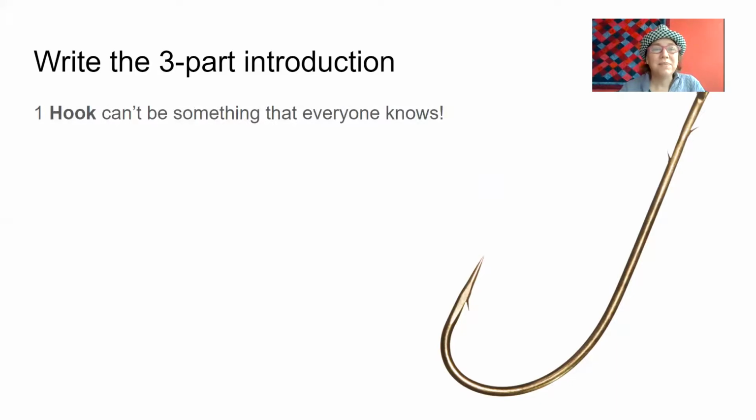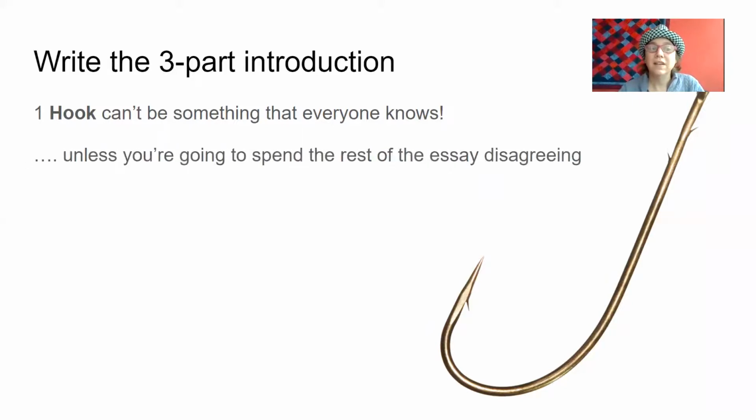It cannot be something that everyone knows, right? Hats go on your head. When it rains, there are puddles, right? We can't have obvious things like human beings generally have 2 arms and 2 legs, right? We can't tell something that everyone knows, except if you're going to disagree, right? So human beings generally have 2 arms and 2 legs.